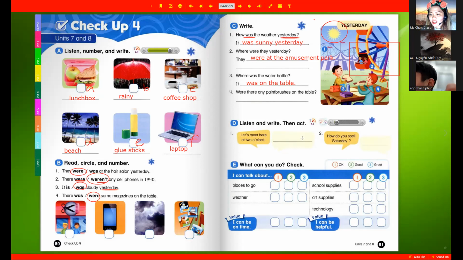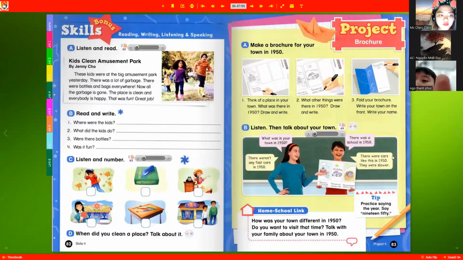Very good. So, Phuc, you did very well tonight. Congratulations. Phuc, for your homework, we're going to have the skills bonus. And for next meeting, we're going to play give the box or keep the box as your unit review.